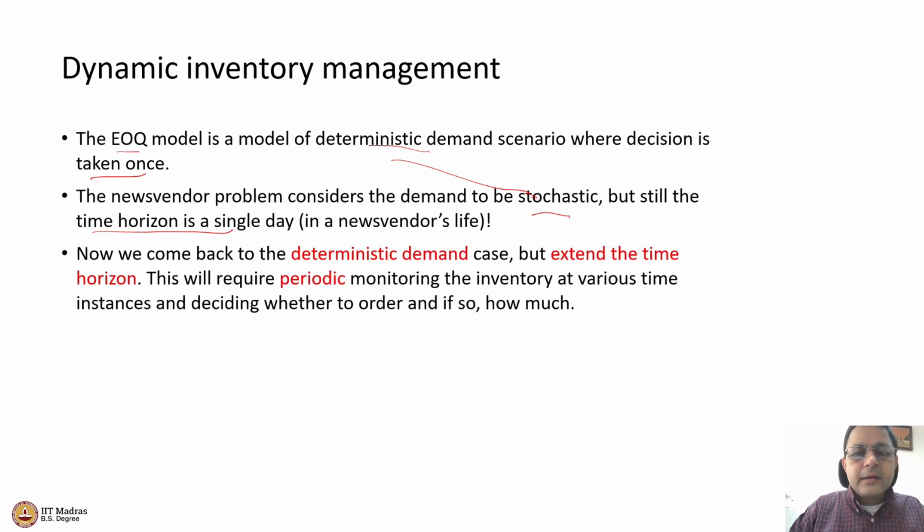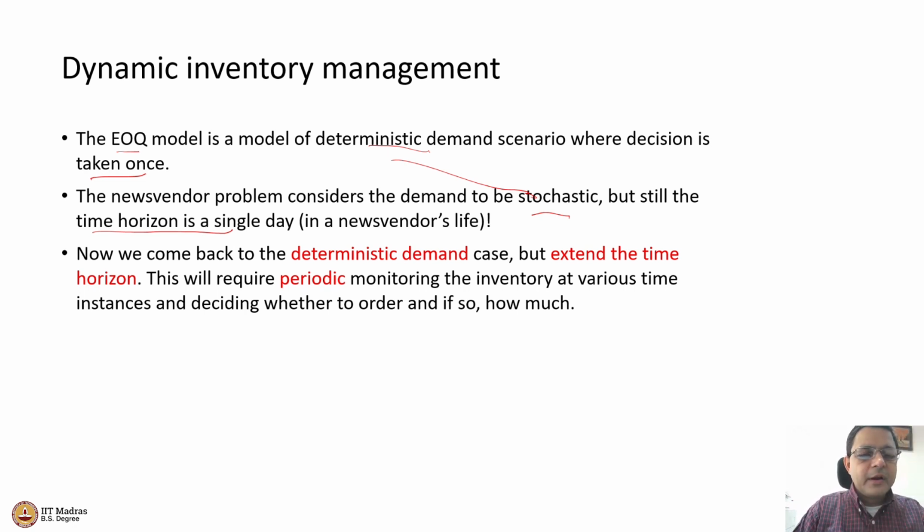Now let us extend that and consider a fairly longish time horizon, still a finite time horizon, but not a single day. But let us restrict our discussion for now to the deterministic demand case. So we are going back to deterministic demand, but at least now we are extending the time horizon up to some finite number, right? Not a decision to be taken once, but we may have to take subsequent sequential decisions. So this is essentially in the realm of periodic inventory review.